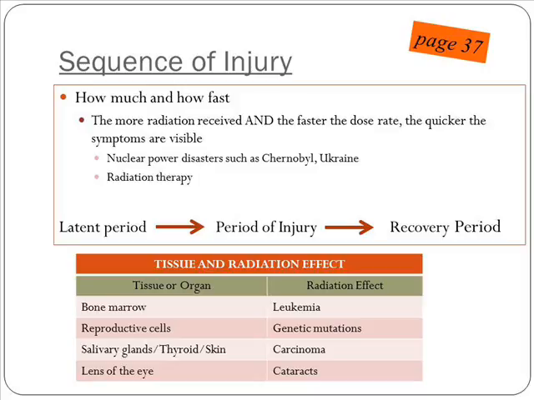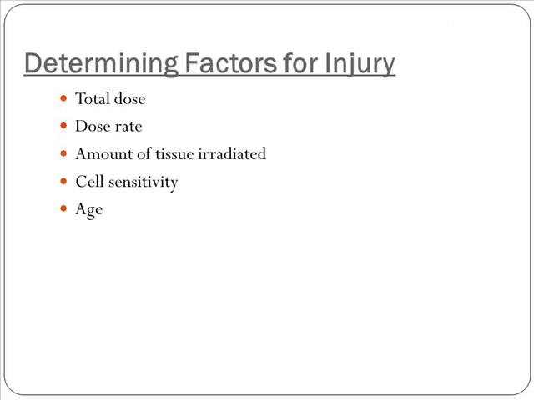So the determining factor on whether or not we're going to get injury is a number of things, a couple of which we've already stated. The total dose, how much radiation we're getting. Is it a massive dose all at once as in radiation treatment, or is it a little bit as in dental x-rays? The dose rate, how fast we're getting it. Are we getting the radiation over a period of a lifetime, such as going outside and getting radiation from the sun over our lifetime? Or is it massive amounts of radiation all at once?